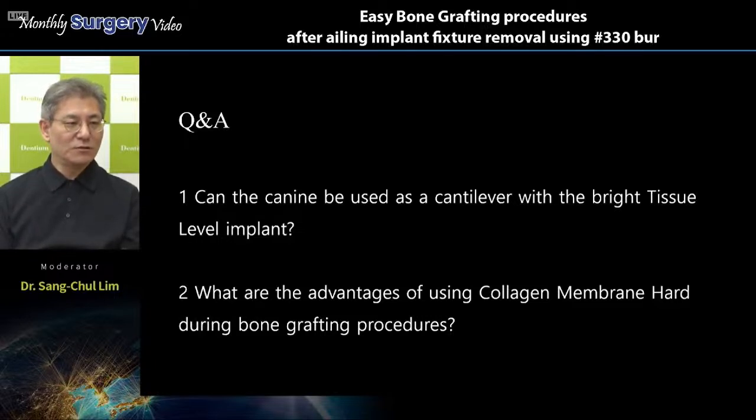Okay, number 2, what are the advantages of using collagen membrane hard during the bone grafting procedure? Okay, a good question. Basically, when you have a GBR procedure, right, we need the main two sources. First one, bone graft materials. Another one, barrier membrane. As you know, for the bone graft materials, there are many different types and different kinds in our market. However, there are four main sources.